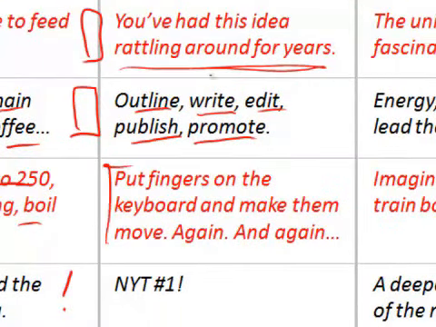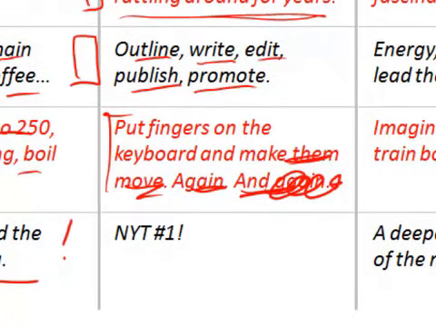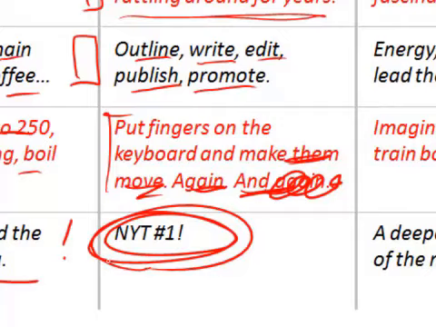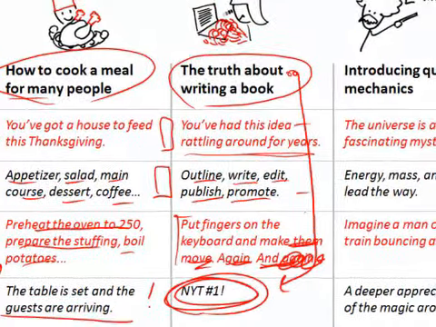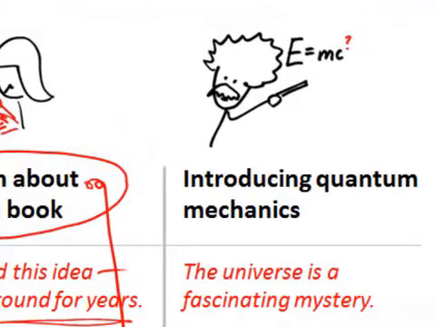Okay, well, put your fingers on the keyboard and make them move. Start tapping, then do it again, then do it again. Repeat until book is done. And what's our final destination? New York Times bestseller #1. Wouldn't that be awesome? How do we get from here to here? Follow these steps.